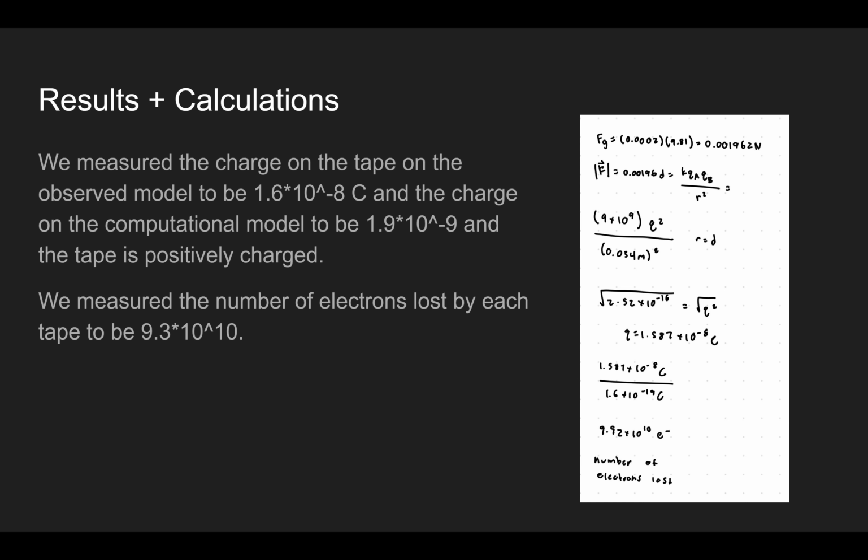So here are my results and some calculations. We measured the charge on the tape on the observed model to be 1.6 times 10 to the negative 8 coulombs, and the charge on the computational model to be 1.9 times 10 to the negative 9 coulombs, and the tape is positively charged. We measured the number of electrons lost by each tape to be 9.3 times 10 to the 10. And here is my work on the side. I didn't label every single step, but the formula used I will be showing you.